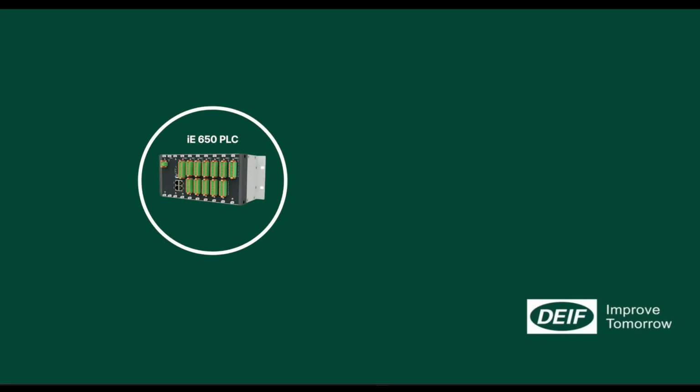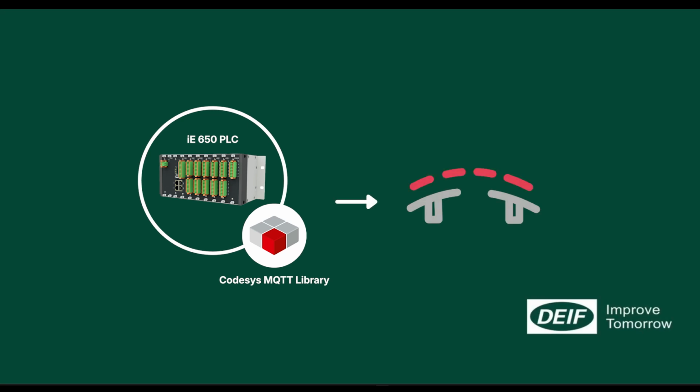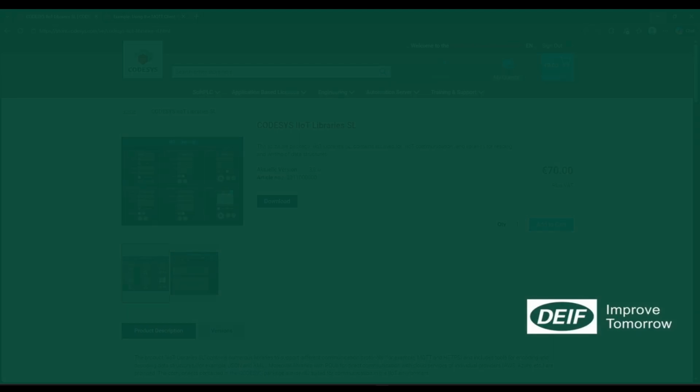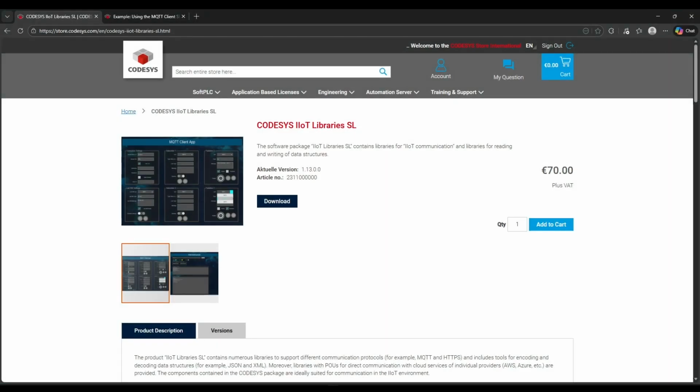In this video, you'll learn how the iE650 PLC uses CODESYS MQTT libraries to bridge the gap between your operational technology and IT systems. This tutorial assumes that you already have CODESYS installer set up on your computer. We'll use a demo application developed using the MQTT Client SL library.